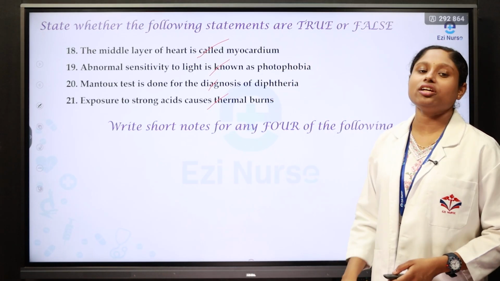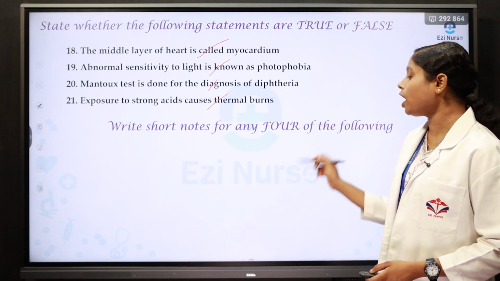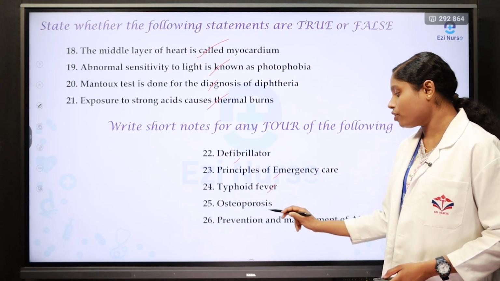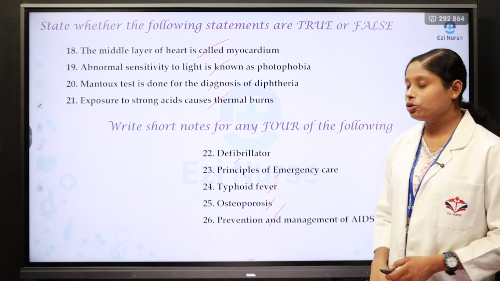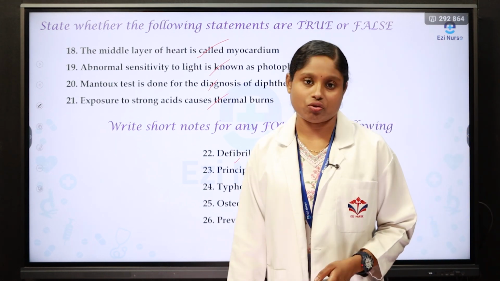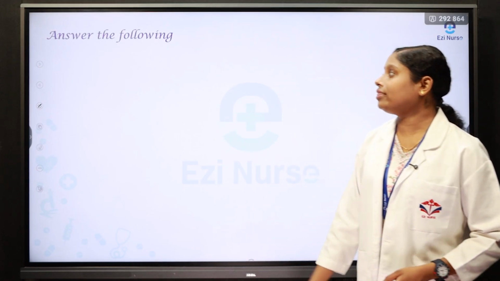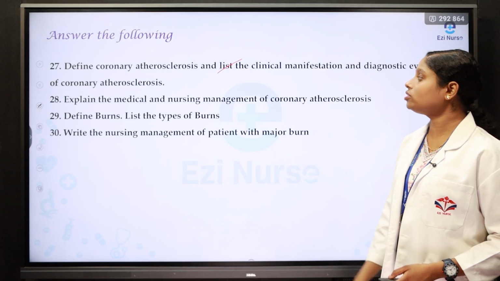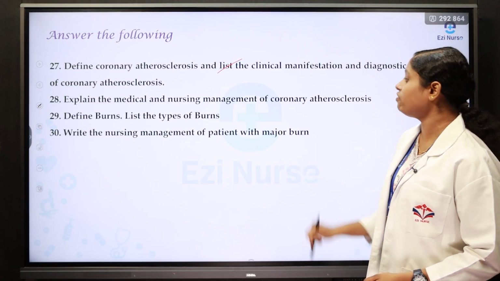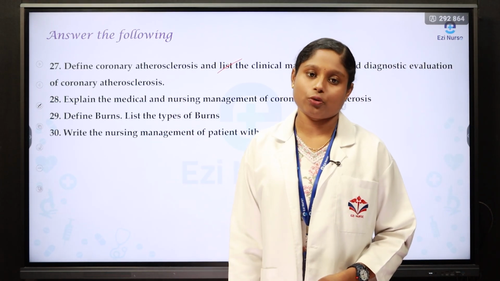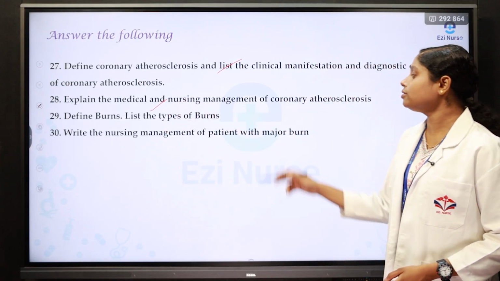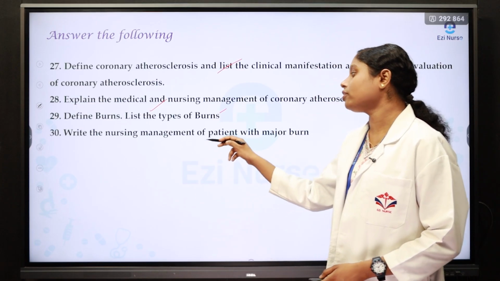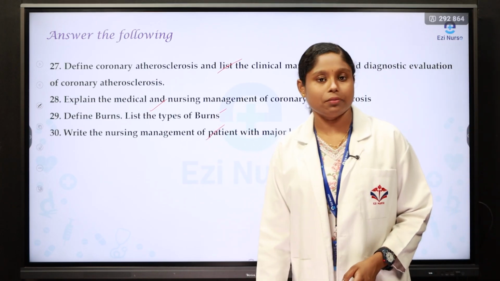Now the next category will be write short notes of any 4 of the following. You'll get defibrillator, principles of emergency care, typhoid fever, osteoporosis, prevention and management of AIDS. So these are the example questions. The next and last category will be answer the following questions. Define coronary atherosclerosis and list the clinical manifestations and diagnostic evaluation of coronary atherosclerosis. Next question, explain the medical and nursing management of coronary atherosclerosis. Define burns, list the types of burns and write the nursing management of a patient with major burns.